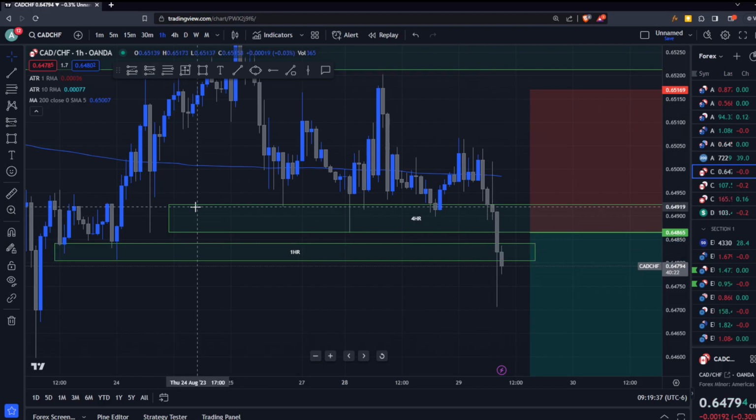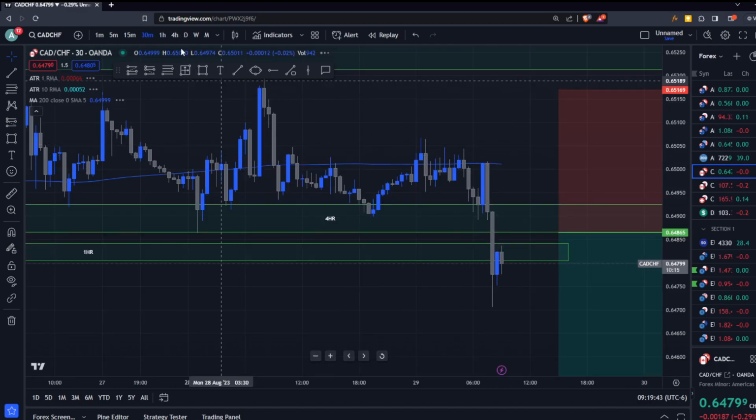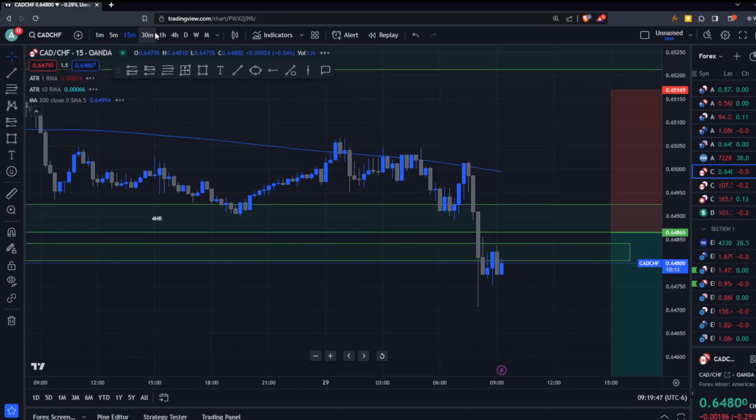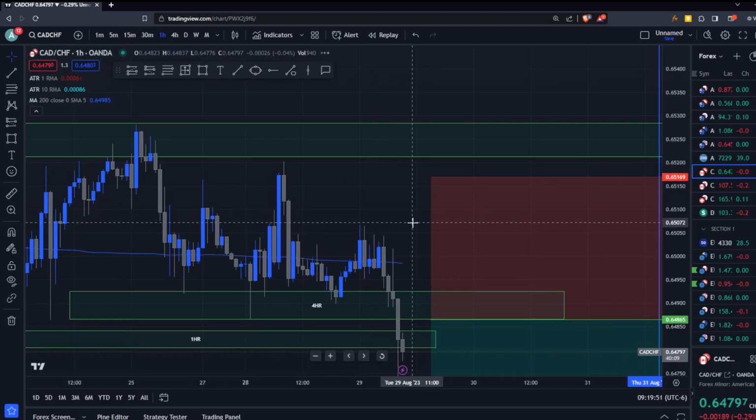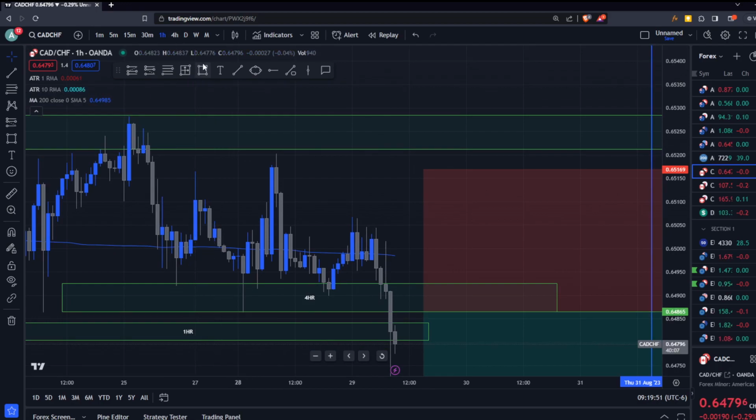Because to me, if it breaks this 4-hour zone, it breaks this 1-hour zone, and it's below all these moving averages, it's below the 30-minute even as well, and it's below the 15, this tells me it really wants to go down. And then a couple things, what we're going to do is create more zones of resistance, of liquidity.